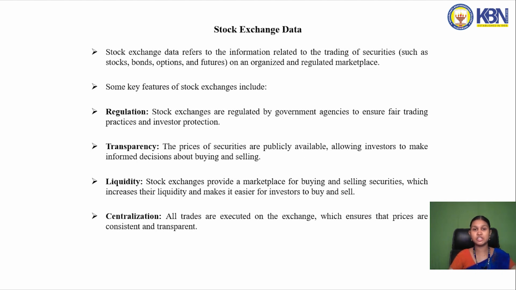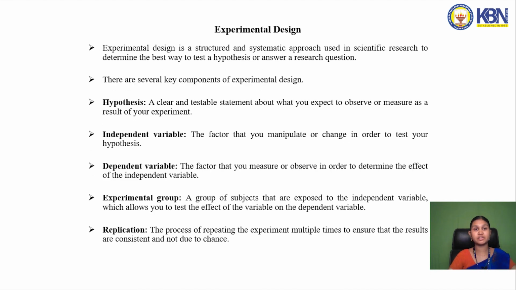First one is regulation. These are regulated by government agencies only. Next one, transparency. The prices of securities are publicly available and it decides about buying and selling. Next one is liquidity. It means it provides a marketplace for buying and selling securities. You have to increase the investors to buy and sell. Next one, centralization. A trader can execute on the exchange while the prices are constant and transparent.